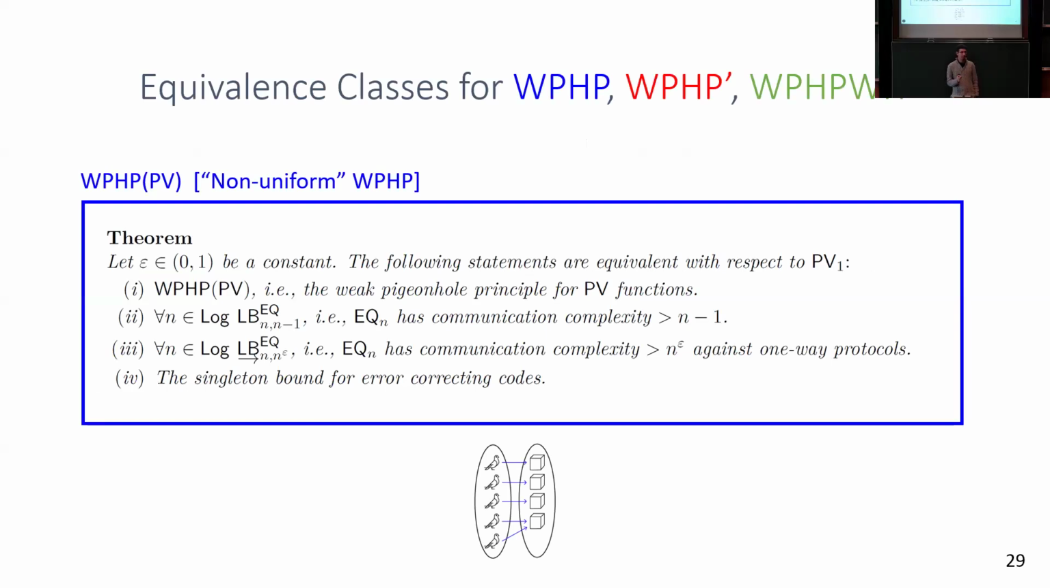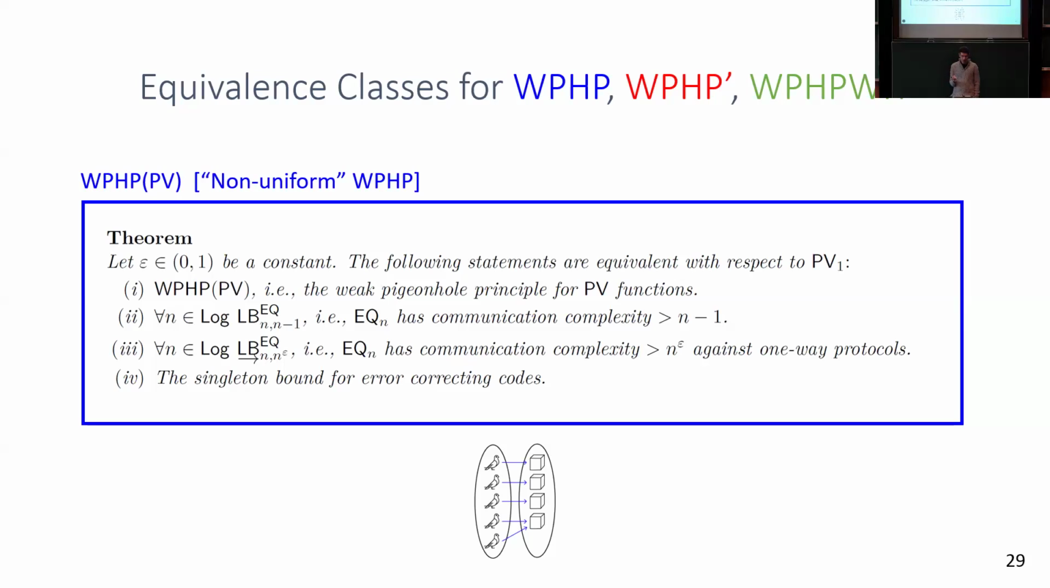So this is the one we established for the weak pigeonhole principle. We show that the following statements are equivalent over PV. The first is the weak pigeonhole principle for polynomial time functions. The second is showing that the equality function requires communication complexity n. This is the two-party deterministic model of communication complexity. This is also equivalent to showing a weaker lower bound of n to the epsilon, and just for one-way protocols. And this is also equivalent to the singleton bound for error correcting codes. So over the base theory, this pigeonhole principle is equivalent to communication complexity lower bounds and also to some combinatorial statements for error correcting codes.